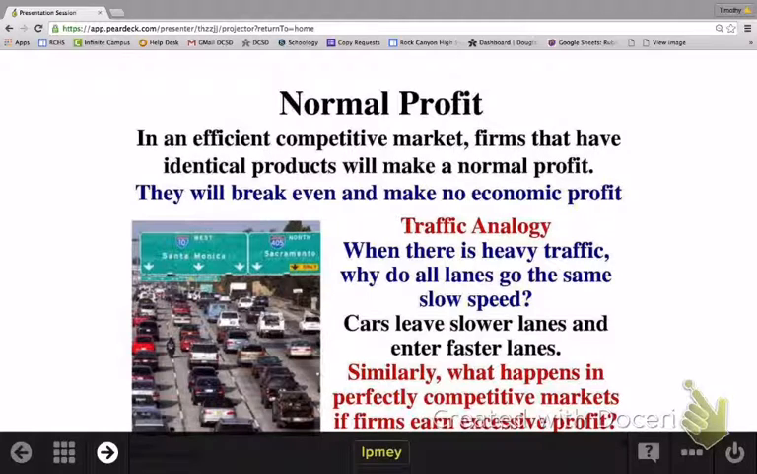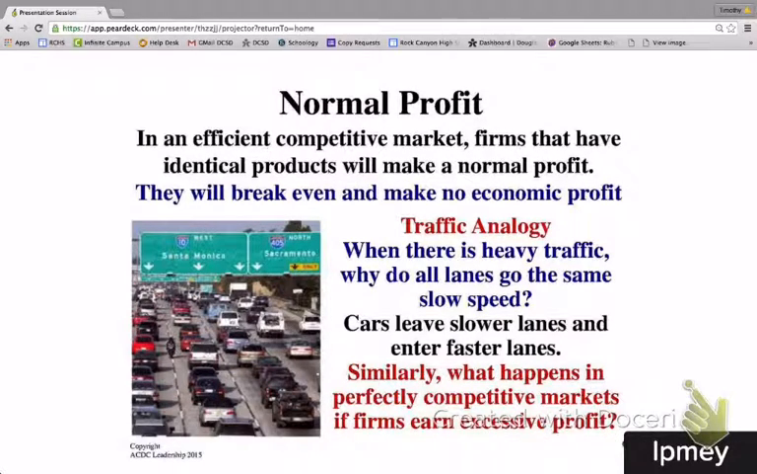So in an efficient competitive market, firms that have identical products will make a normal profit. They will break even and they'll make no economic profit. Here's an analogy from traffic. When there is heavy traffic, why do all lanes go the same slow speed? Cars leave slower lanes and they enter faster lanes, right?